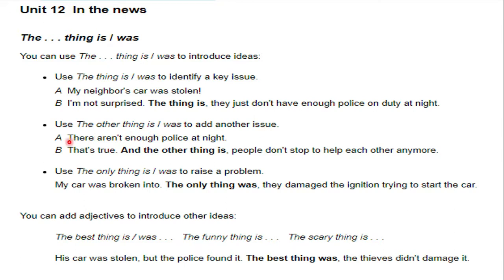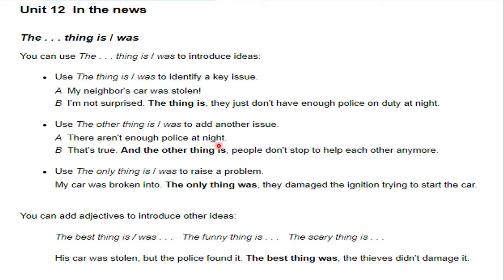For example, there aren't enough police at night. Oh, that's true. And the other thing is people don't stop to help each other anymore. Okay? ¿Qué está haciendo la segunda persona? Está añadiendo otro problema. Aquí está hablando de que no hay suficientes policías y la persona B, en la conversación, dice, sí, y aparte de que no hay policías, la gente no se ayuda unos a otros. Entonces está añadiendo otro problema.